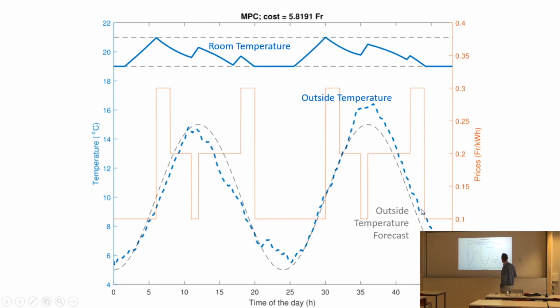The red y-axis here is the prices of electricity. We see that there are 3 prices: periods of low price, periods of high price, and periods of intermediate prices. The low prices are at night here, and also at noon here.